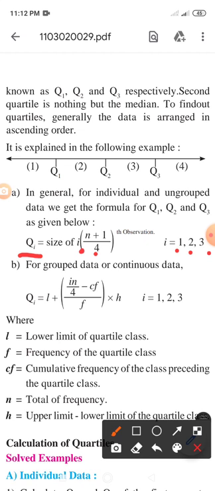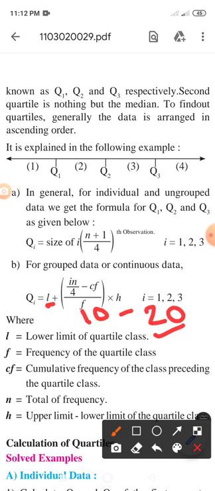Okay, and for grouped data or for continuous series, or when the data is given in the form of classes, that is 0 to 10, 10 to 20, that is grouped data is given. So at that time the formula is quartile is equal to L for lower limit of the quartile class. For example, here 10 to 20 is the quartile class.